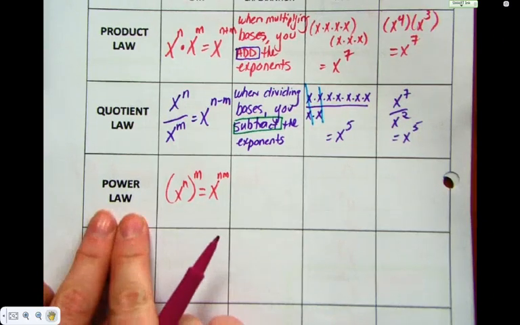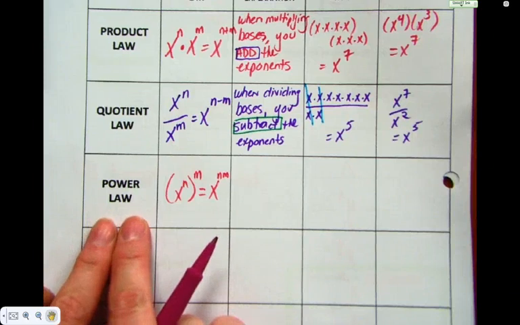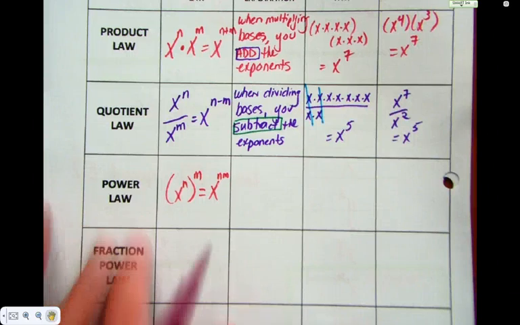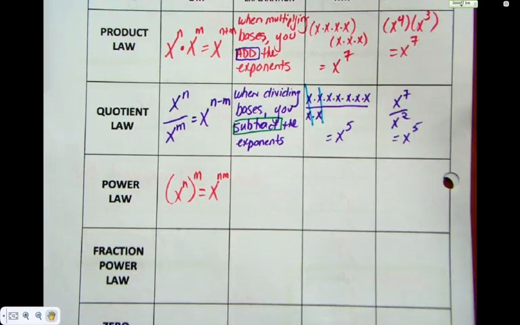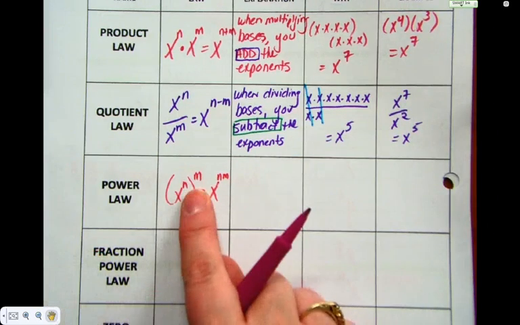Why would this be called power law? What's the definition of a power that we looked at two or three classes ago? What's a power? The base, the exponent, and the answer. The long version of this is power to the power, so sometimes you'll hear it called the power to the power law.